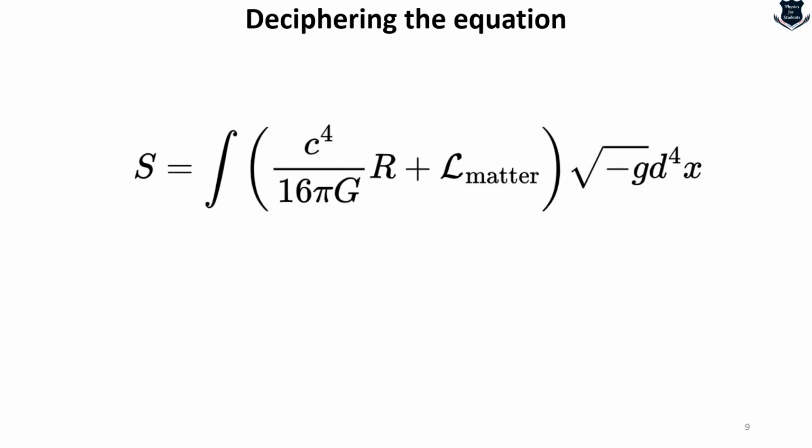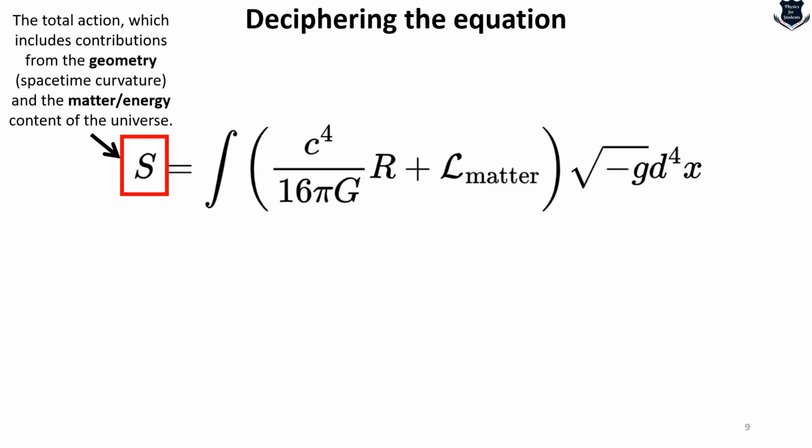So we will start with the first, the left-hand side, which is this S. Now this S is basically the total action, which includes contributions from geometry, that means space-time curvature, as well as the matter energy, which is the content of the universe. In some of the equations, this S is divided into two parts, S gravity and S matter. The first term is the curvature, and S matter is the contribution of matter energy to the action. Totally you can say that this is the S.